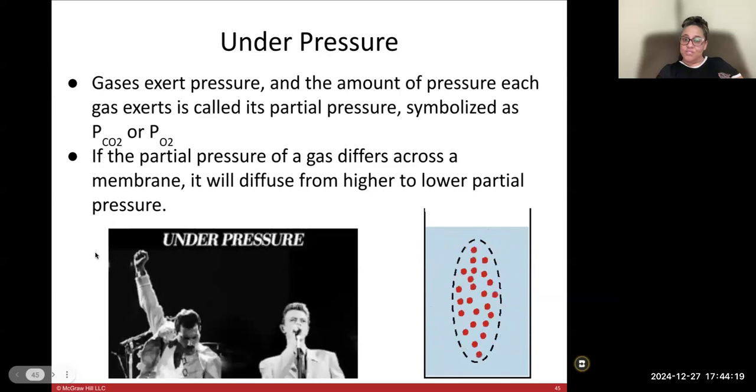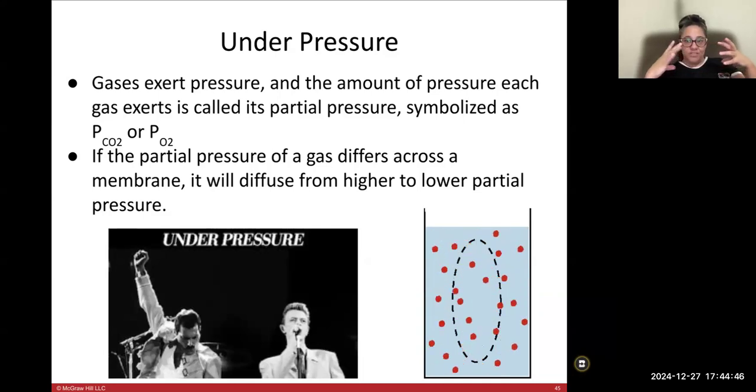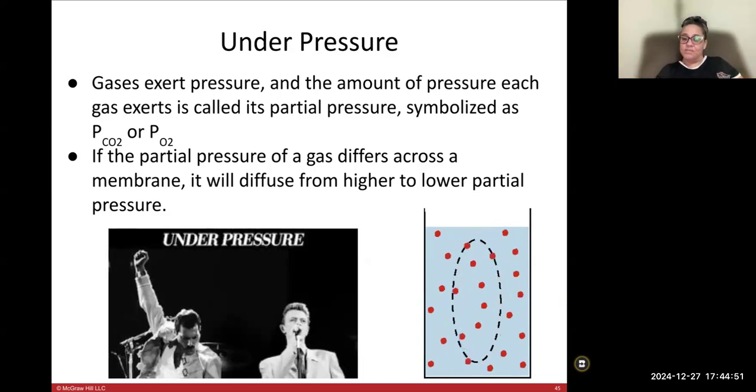So gases exert pressure, and the amount of pressure each gas exerts is called its partial pressure, and it's symbolized with a PCO2 for the partial pressure of carbon dioxide, or PO2 for the partial pressure of oxygen. If a gas diffuses across a membrane, it will diffuse from a higher to a lower partial pressure. That is a normal thing with those particles. If it starts off in one place, eventually it's going to diffuse and fill whatever space there is. And that's how it works with oxygen and carbon dioxide between your blood and the air.